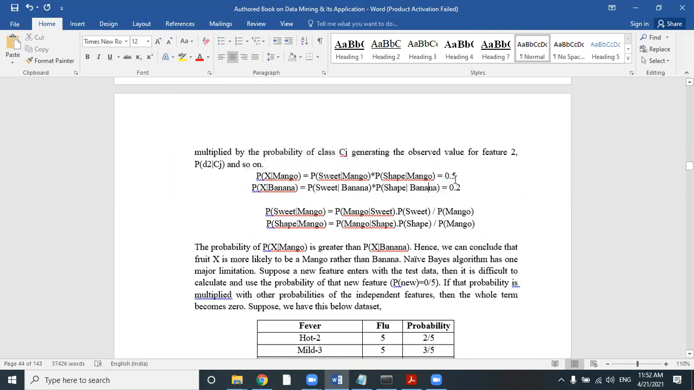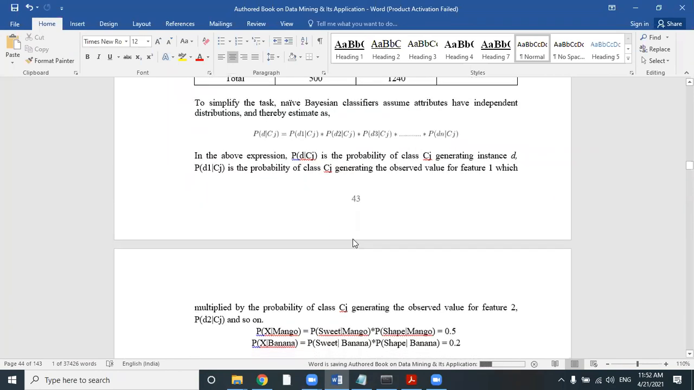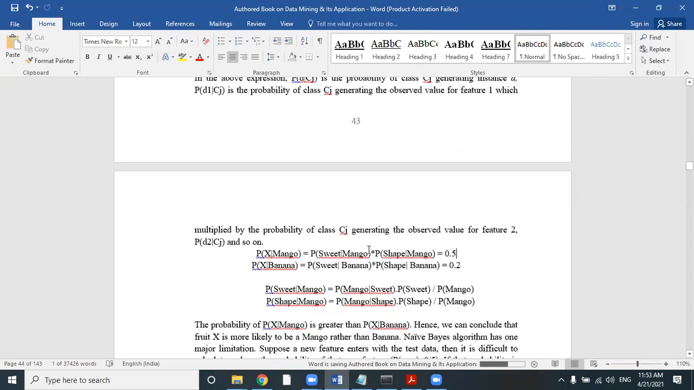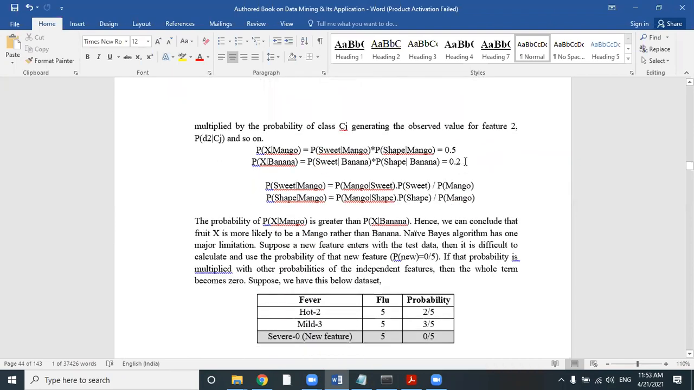So which one contains the highest probability? This one contains the highest probability, and we can say that this input x is more probable to go into the class with 0.5, because its probability is more. We can conclude that fruit x is more likely to be a mango rather than a banana, because the probability of the x features given the class mango is higher than the probability of x features given the class banana.